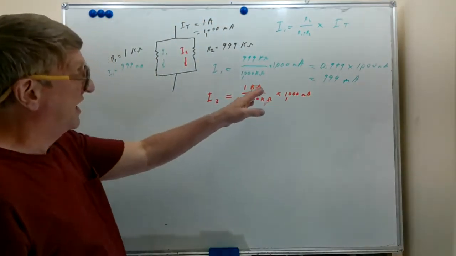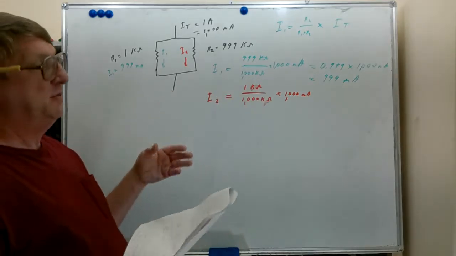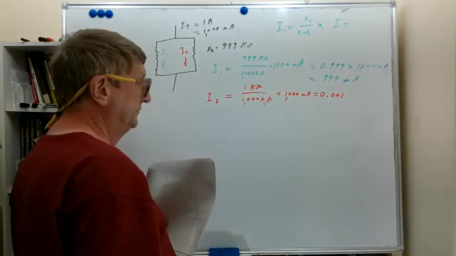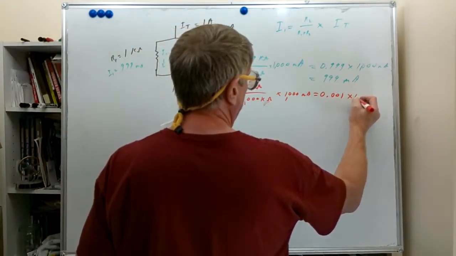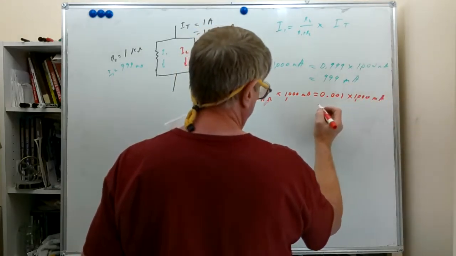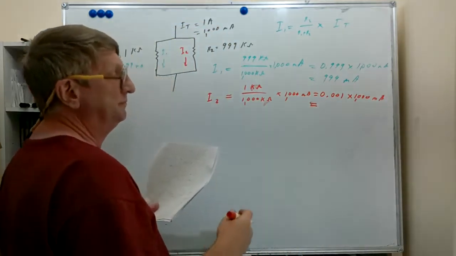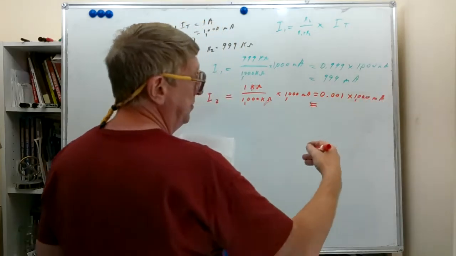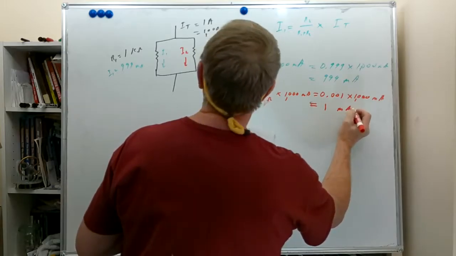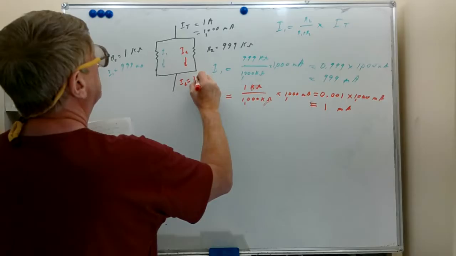Now in this fraction, the K ohms cancel, which is 1 over 1,000. 1 divided by 1,000 equals 0.001 times 1,000 milliamps, which is 1 milliamp. Multiplying by 1,000, we move the decimal 3 places to the right, so we end up with 1 milliamp. So I2 equals 1 milliamp.